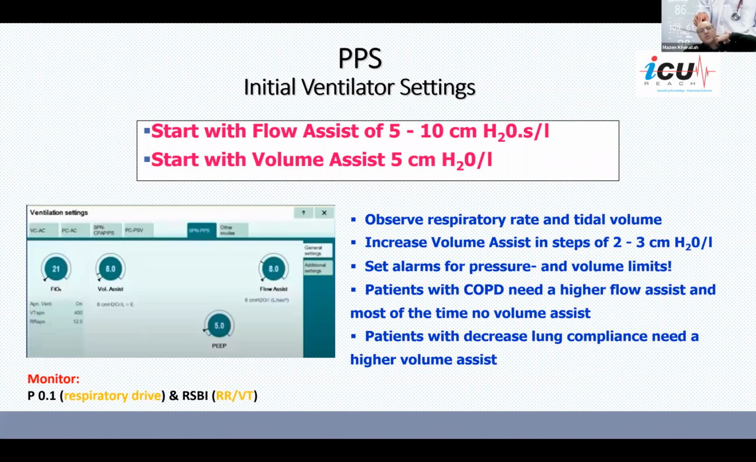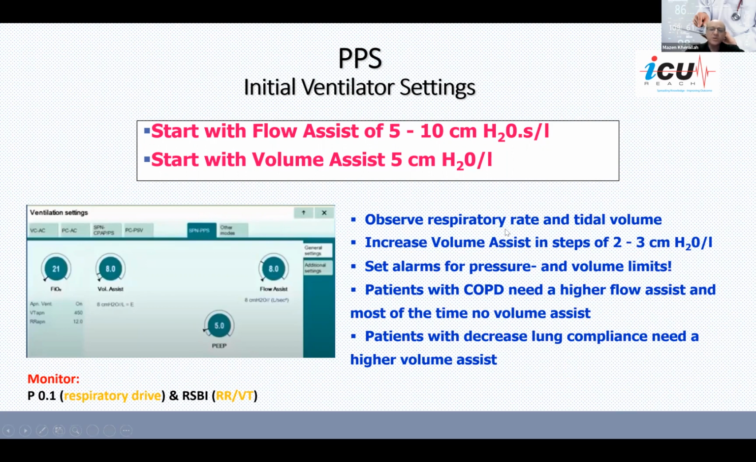So what are the initial ventilator settings? If you want to set this machine, what do you do? We recommend that you set the flow assist at around 8 centimeters of water, between 5 to 10, and the volume assist around 4 to 5 centimeters of water per liter, of course.